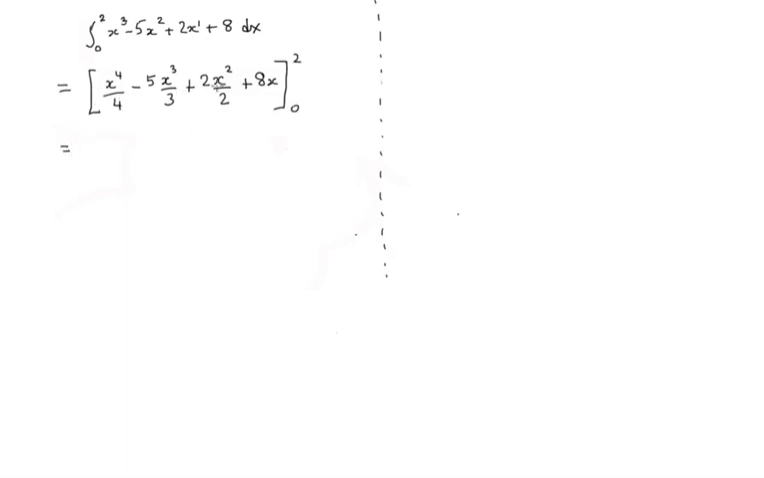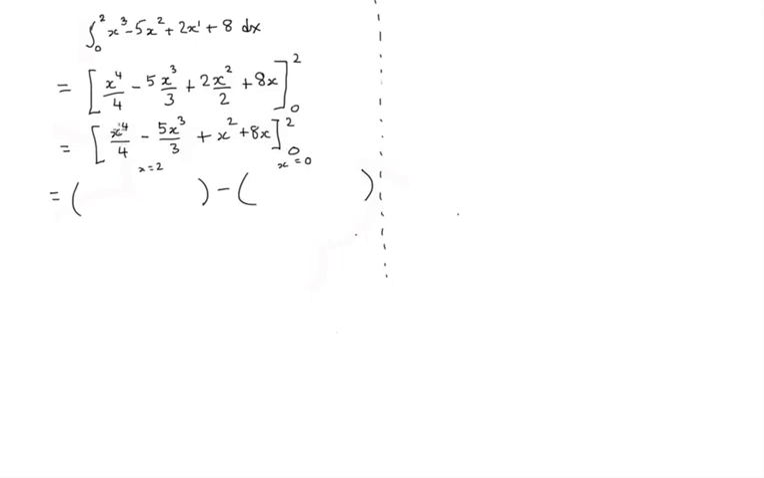Is it simplified? No. This part can be simplified slightly. So let's do that. We've got x to the 4 divided by 4 minus 5 lots of x cubed over 3 plus these 2's cancel. We get an x squared plus an 8x. And it's between 0 and 2. So we're going to subtract two expressions. The first one is the value of this when x equals 2. If you like, we can put that up there to remind ourselves. And the second one is the value of this when x equals 0.